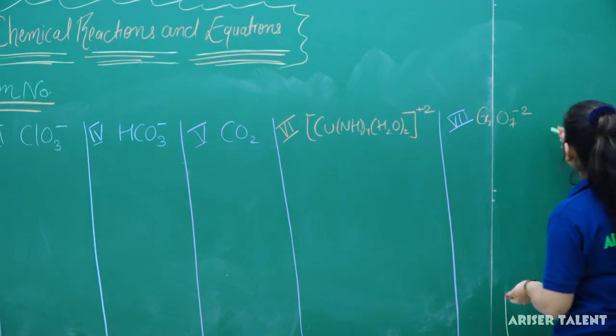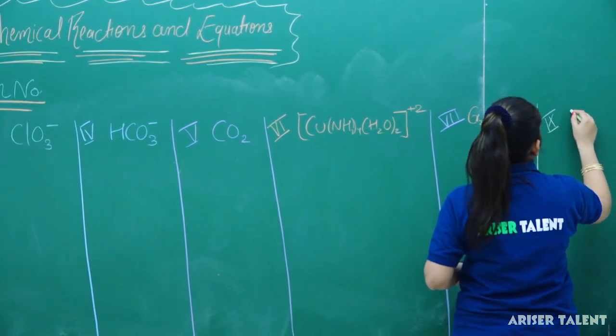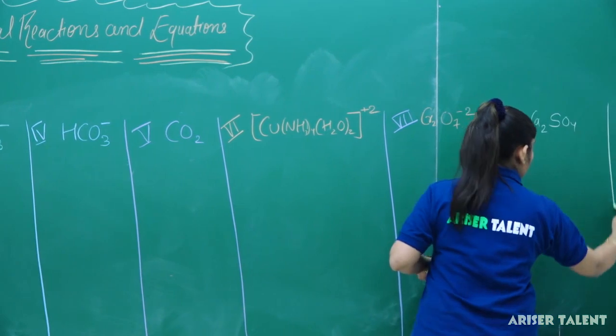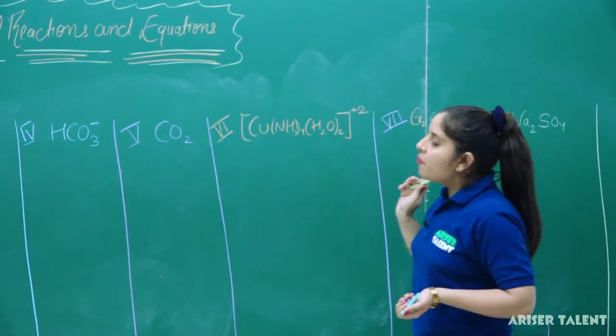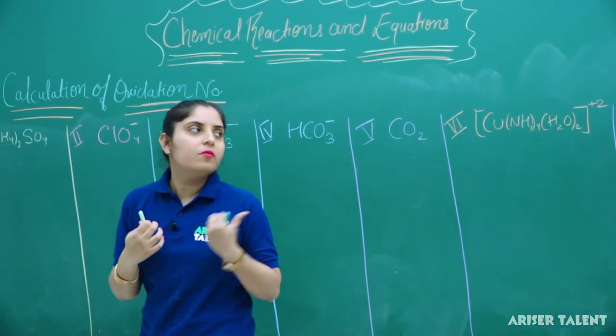And lastly we are taking our ninth element as Na2SO4. So again we have a variety of components here, and we have to calculate the oxidation number of these elements.